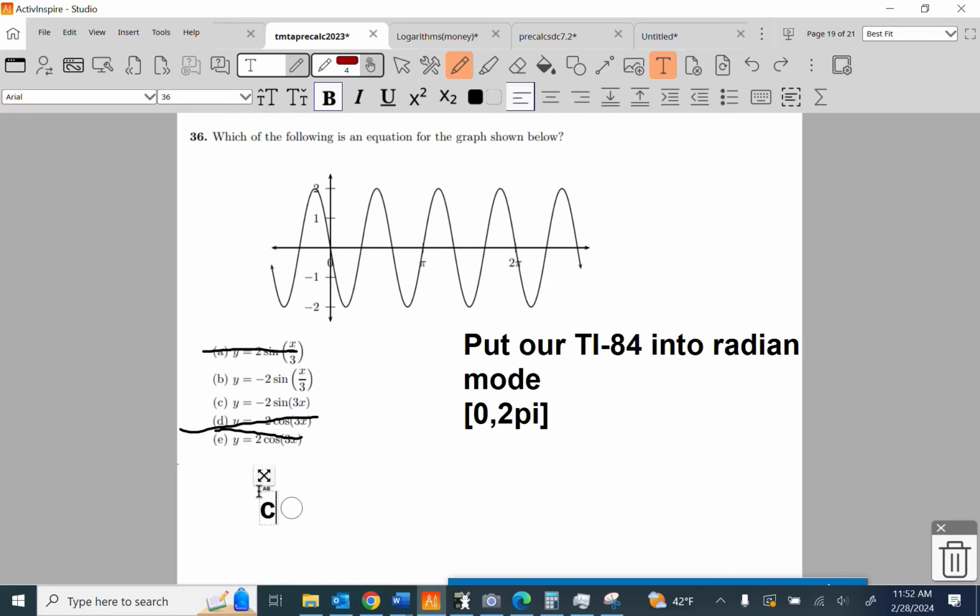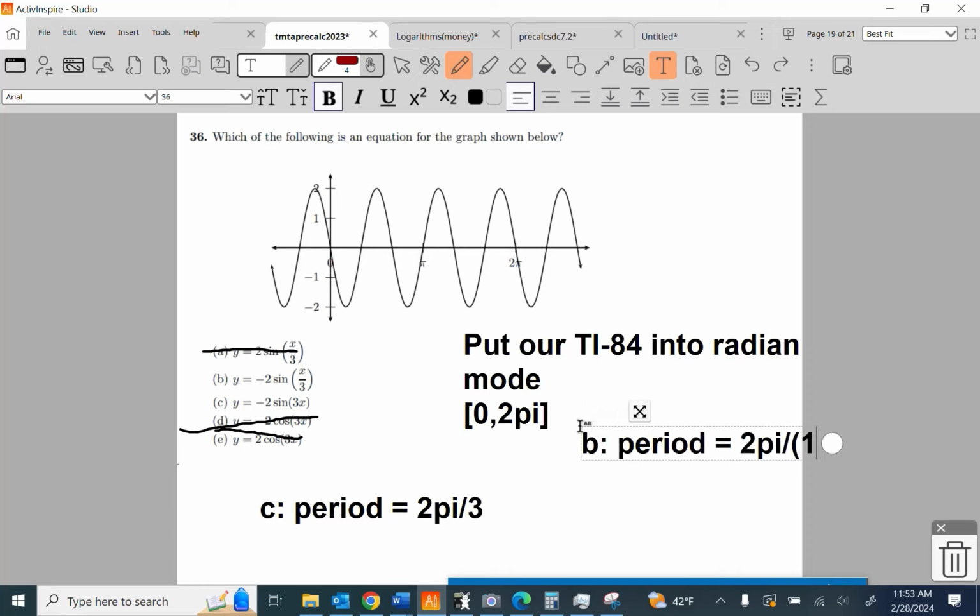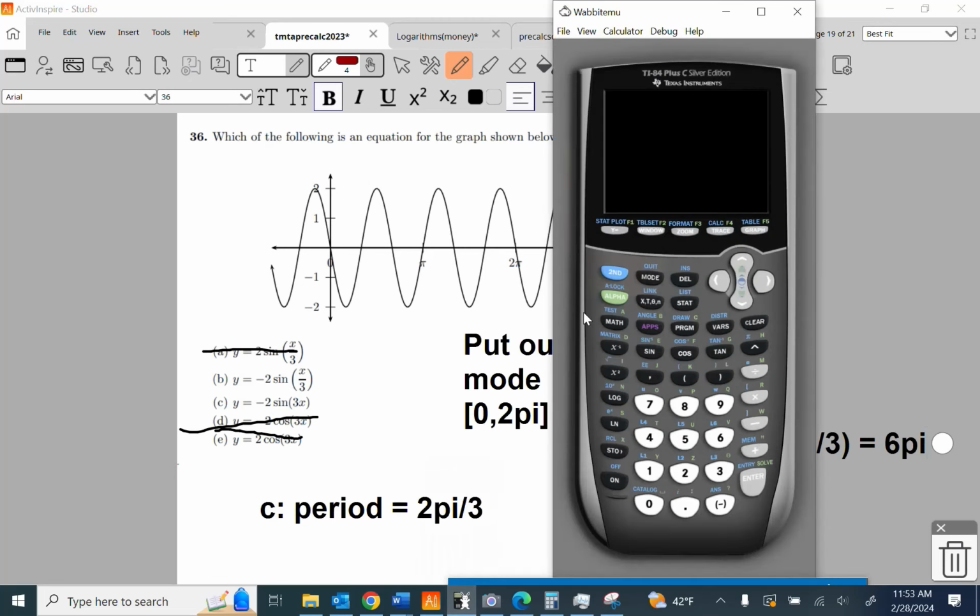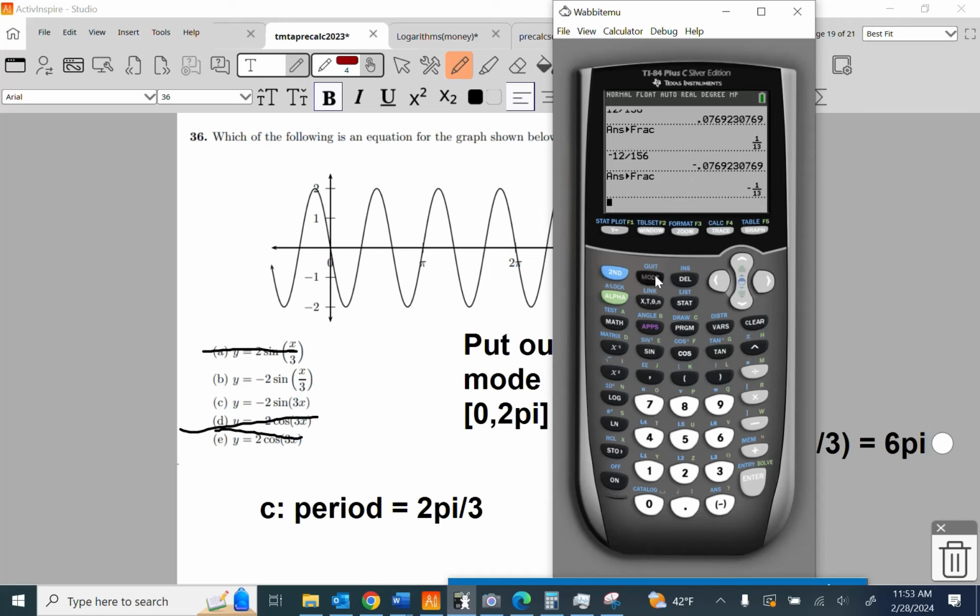Like if you look at choice C, the period is 2 pi over 3, which means we're going to see a full cycle in about 2/3 of pi. The correct answer is C. For example, B, the period is 2 pi over 1/3, which is 6 pi. Then it's obviously not B. But anyways, if you forget things because you're one of those kids who has test anxiety, whatever, mode, put her in radians. And again, I'll show you it's not example B.